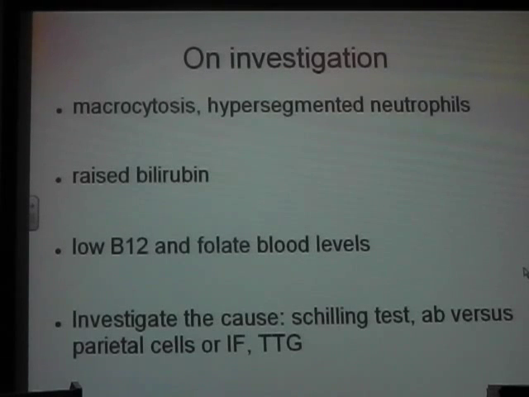On investigation, you can see the macrocytic picture, and the neutrophils have hypersegmented nuclei. Because the cells are getting broken down, you'll get raised bilirubin, low B12 and folate, and again you can look for the causes. So Schilling test, what am I looking for there? Which condition? Pernicious anemia, yeah. Antibodies against your parietal cells or intrinsic factor, what's that? Pernicious anemia. And TTG, celiac, tissue transglutaminase, antibodies against that, excellent. And you can probably think of others as well.